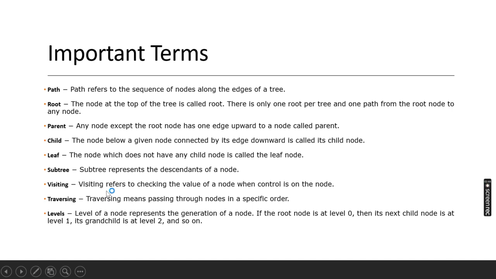Subtree represents the descendants of a node. Visiting refers to checking when the control is on the node. Traverse means passing through the nodes in a specific order. Level of a node represents the generation of the node, if the root node is at level zero.